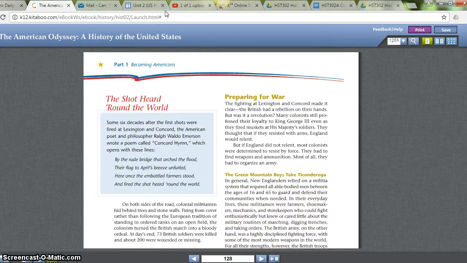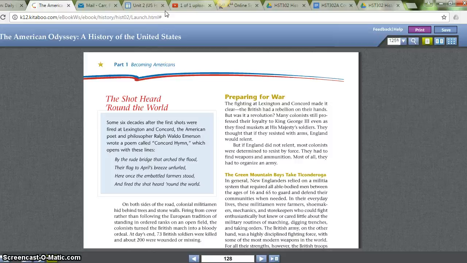Preparing for war. The fighting at Lexington and Concord made clear the British had rebellion on their hands. But was it a revolution? Many colonists still professed their loyalty to King George III, even as they fired muskets at His Majesty's soldiers. They thought that if they resisted with arms, England would relent. But England did not relent, and most colonists were determined to resist by force.